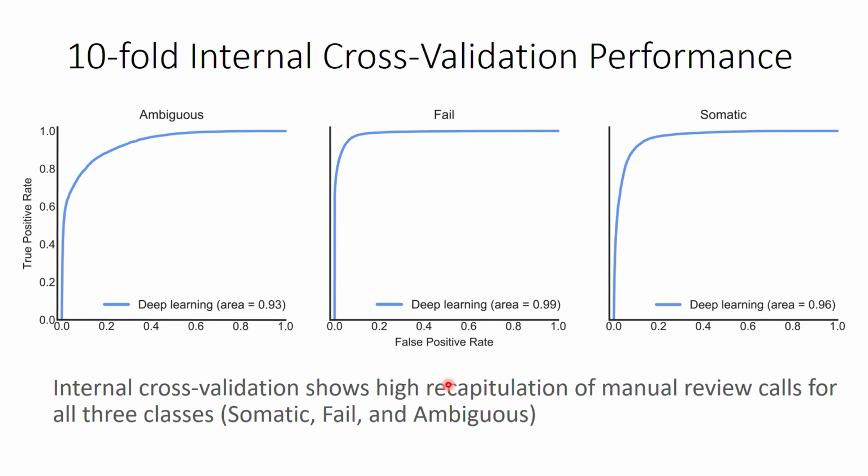We looked at 10-fold internal cross-validation to assess initial performance of the deep learning model, and that performance parsed by call type is shown here. For the failed and somatic calls, we attained a ROC AUC of greater than 0.96, which is excellent. The ambiguous calls, for variant calls that were identified by reviewers as ambiguous, there was a slight reduction in the accuracy, which is likely attributable to the inter-reviewer disagreement for those types of calls.